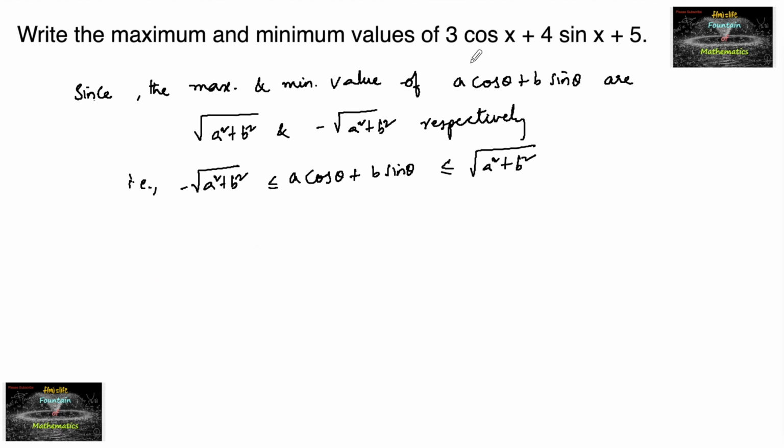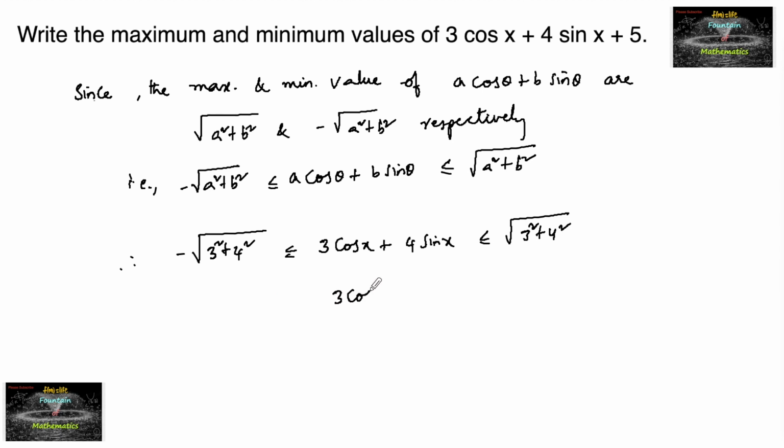So in our problem it is given 3 cos x. Therefore, comparing, 3 cos x plus 4 sin x will lie between minus root over 3 square plus 4 square and plus root over 3 square plus 4 square. So that is, 3 cos x plus 4 sin x lies between, 3 square 9 plus 16, root 25, that's 5, minus 5 and plus 5. And again since we require 3 cos x plus 4 sin x plus 5, so adding 5 to the inequality.